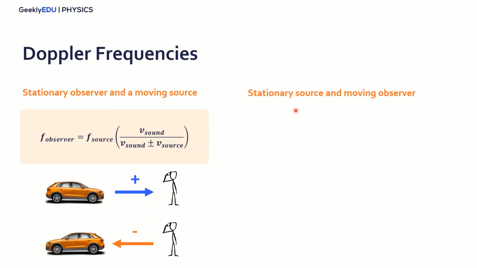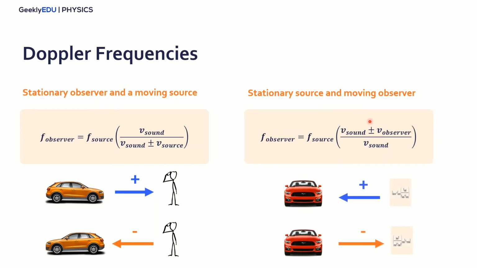Now for the stationary source and moving observer, we have almost the same formula, but in this case this fraction is inverted. Okay? And we have the same thing for the plus or minus sign right here. So if the observer is moving towards the source, we have a plus sign, and if the observer is moving away from the source, we have this negative sign.